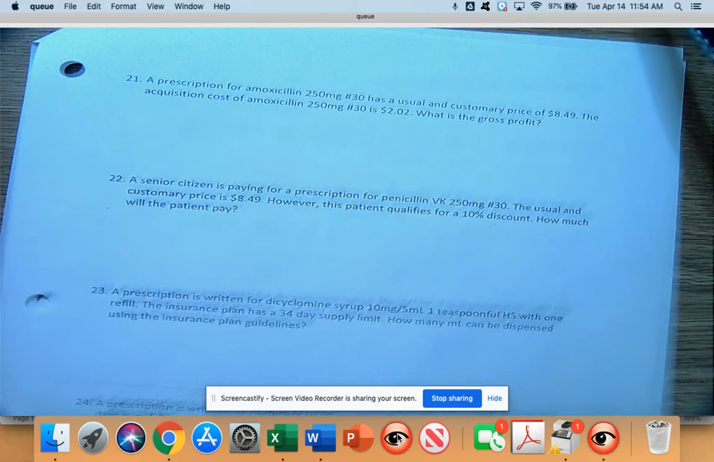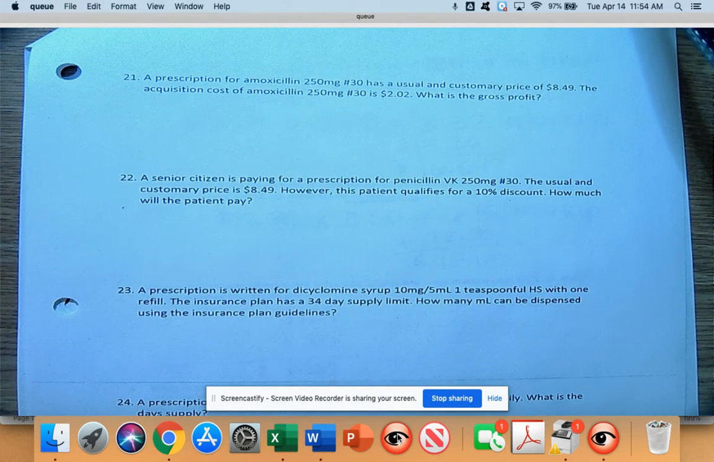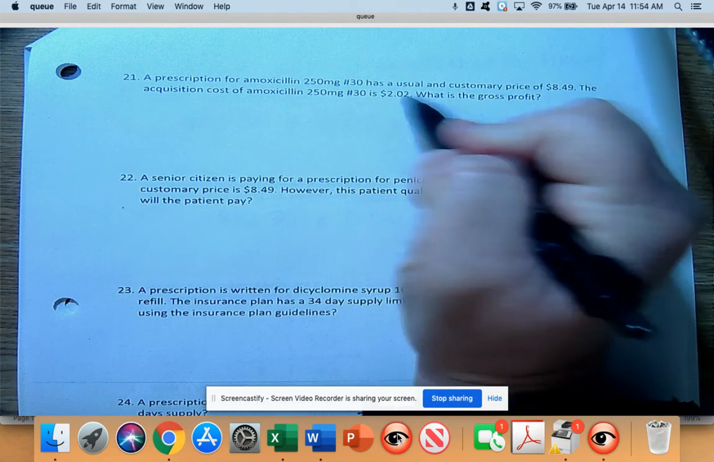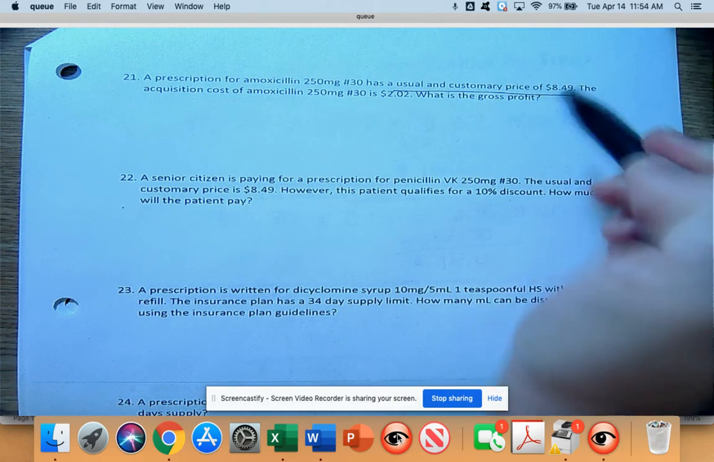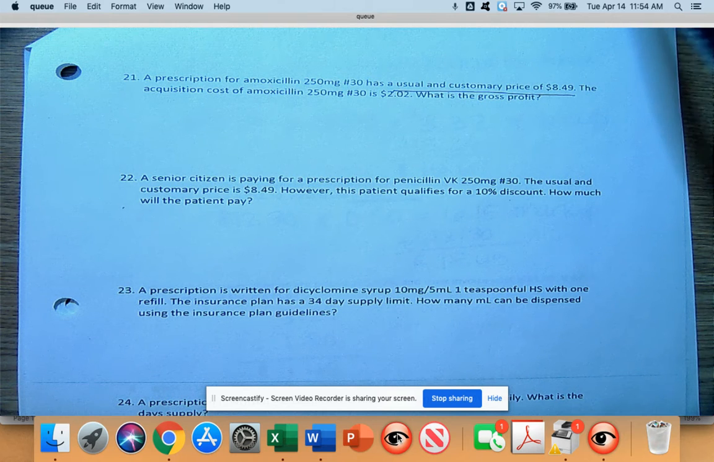Let's look at the next page. Number 21, we've got a prescription for amoxicillin, 250 milligrams, 30 capsules. It has a usual and customary price of $8.49. A lot of times insurance companies will go off of usual and customary. Sometimes they go off AWP. It just depends on the contract with the pharmacy.